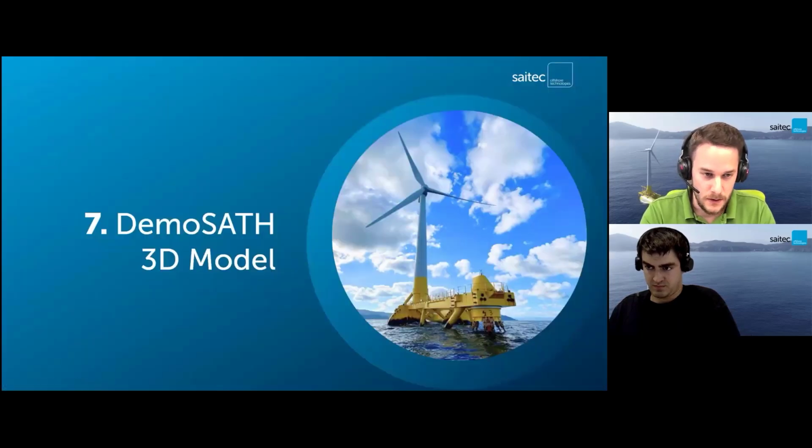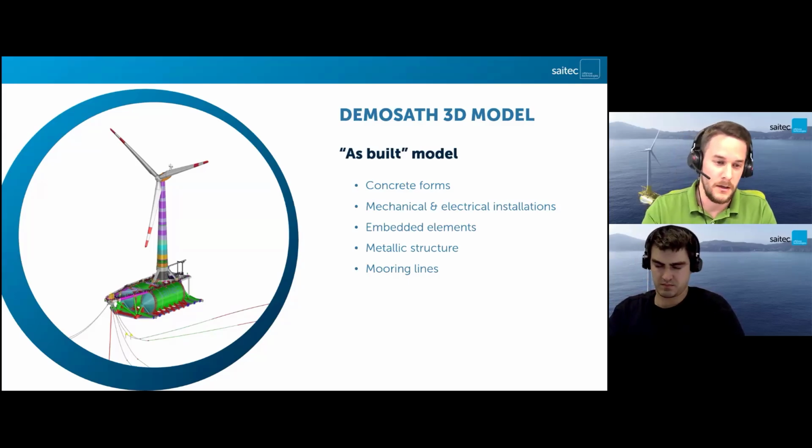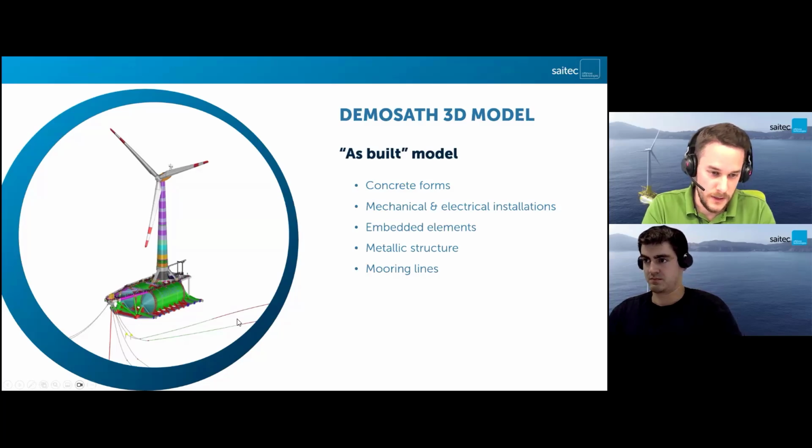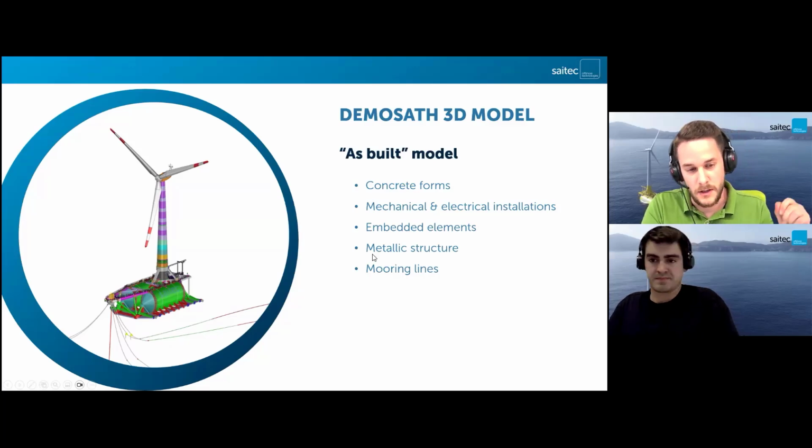So now we are talking about our 3D model. What we are going to see is an as-built model. That means that we have modeled everything just like in reality. We have all the concrete forms, all the mechanical and electrical installations. We have all the embedded elements, such as the rails and the metallic structure, all the mooring lines.